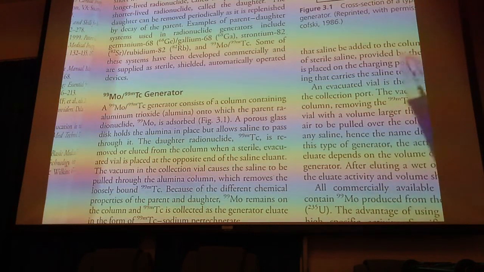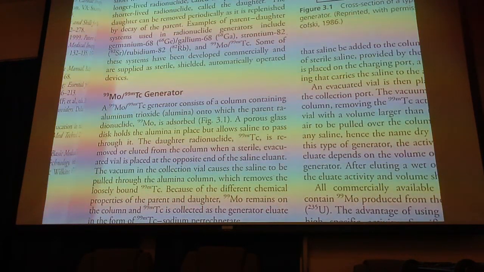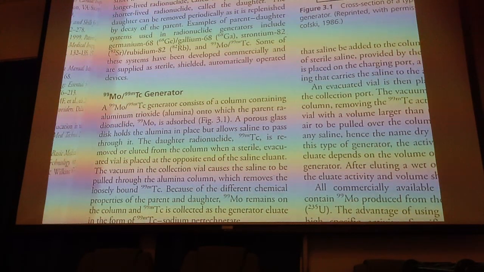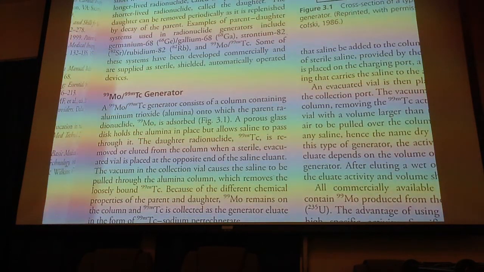And it decays by what method? Beta plus. Well, the rubidium-82 decays by beta plus. So, the thing too is this, okay?